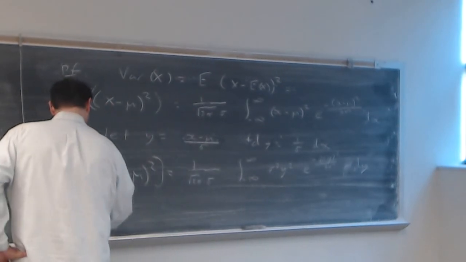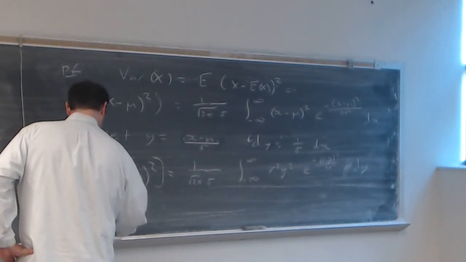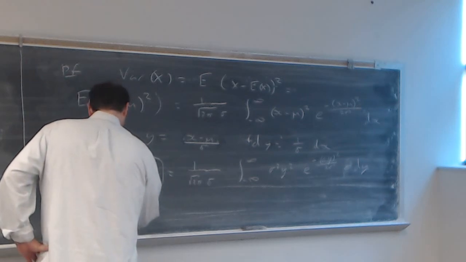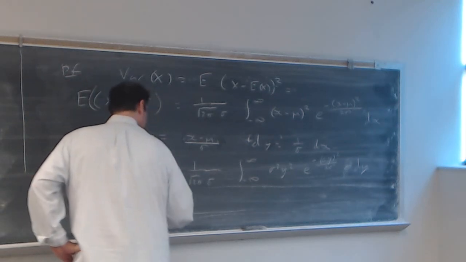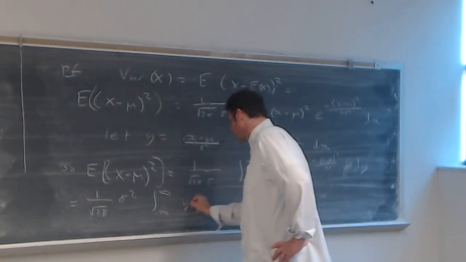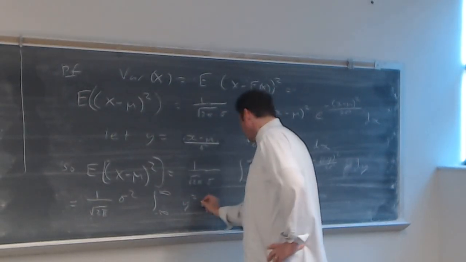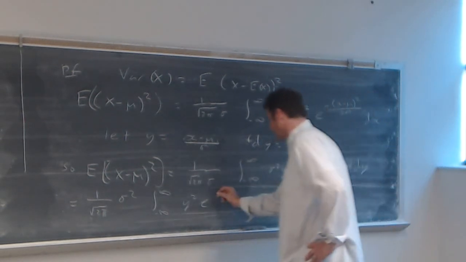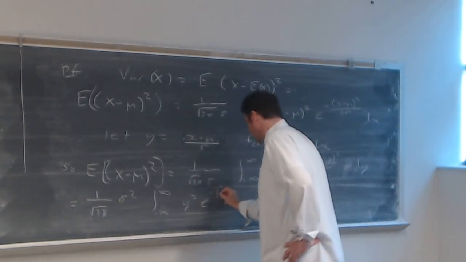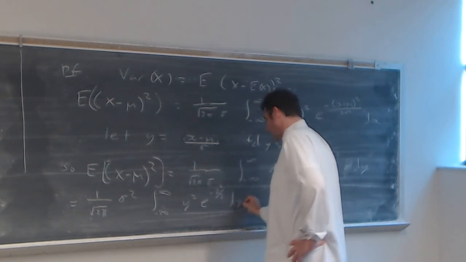That sigma and that sigma at the end cancel each other, so I'm left with 1 over the square root of 2 pi. I can pull out a sigma squared. It's the integral from minus infinity to infinity of y squared, e. This sigma is going to be squared and it'll cancel out with this sigma. So it's e to the minus y squared over 2 dy.